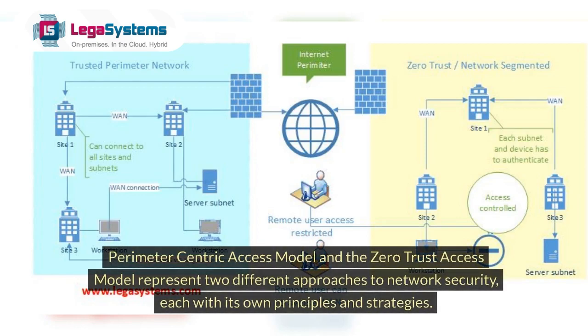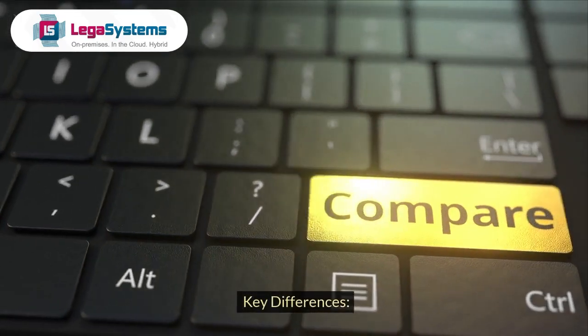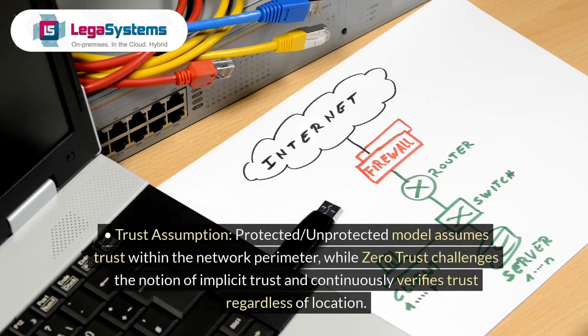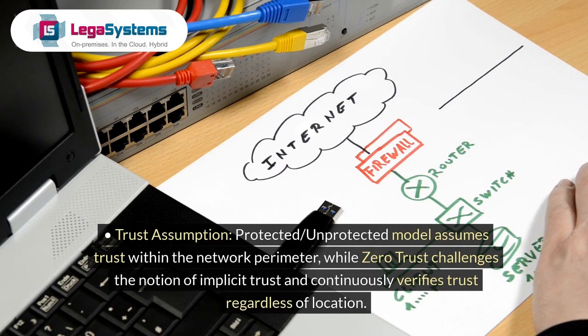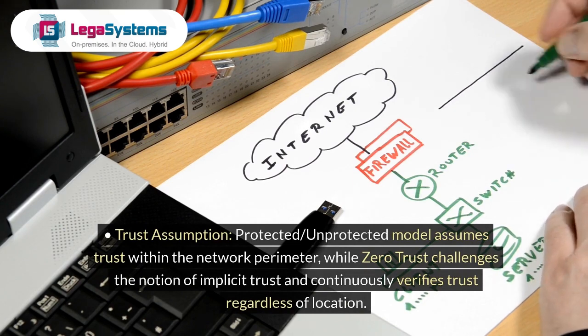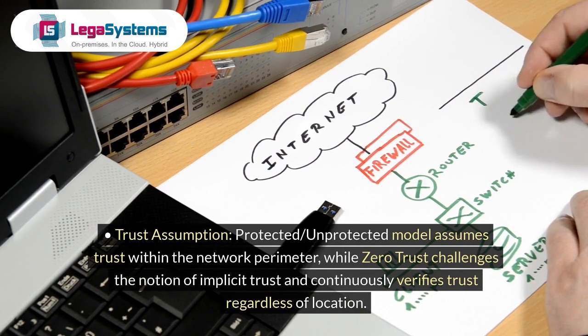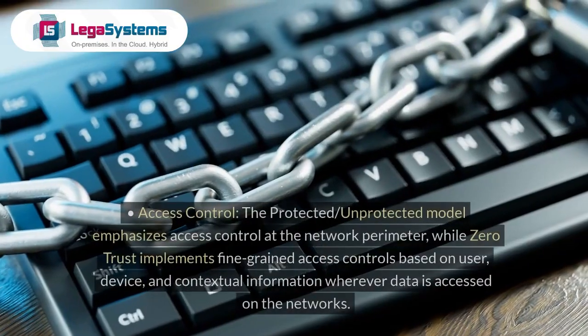Perimeter-Centric Access Model and the ZeroTrust Access Model represent two different approaches to network security, each with its own principles and strategies. Key differences. Trust assumption. Protected-unprotected model assumes trust within the network perimeter, while ZeroTrust challenges the notion of implicit trust and continuously verifies trust regardless of location.